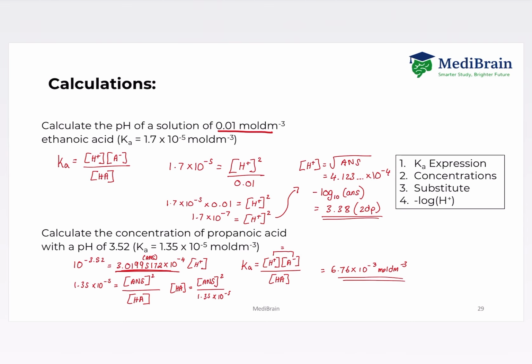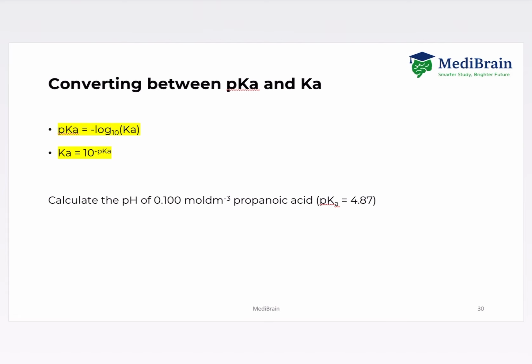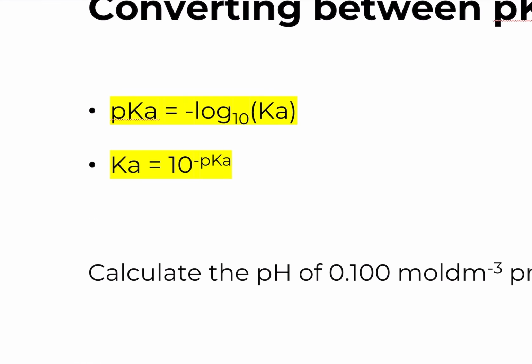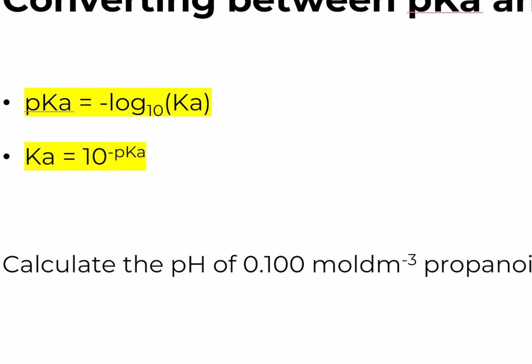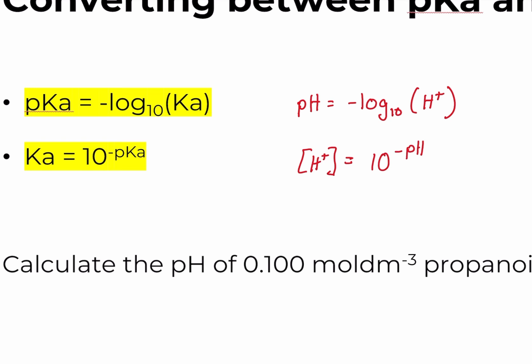And finally, one last thing that we're going to look at in this lesson is how we convert between pKa and Ka. This is what you need to remember. pKa is equal to negative log base 10 of Ka, and Ka equals 10 to the power of negative pKa. It's just like pH and hydrogen ion concentration. So remember, pH was negative log base 10 of H plus concentration, and we saw that H plus concentration is equal to 10 to the power of negative pH.